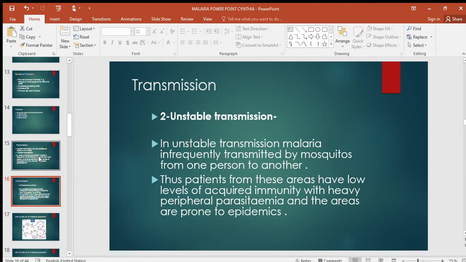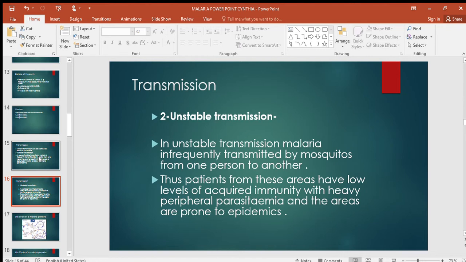Then when it comes to unstable transmission, malaria is infrequently transmitted by mosquitoes from one person to the other. It simply means that malaria is rarely transmitted from one person to another. So in these areas, there are not a lot of cases of malaria, and as a result, people do not develop an acquired immunity to malaria.